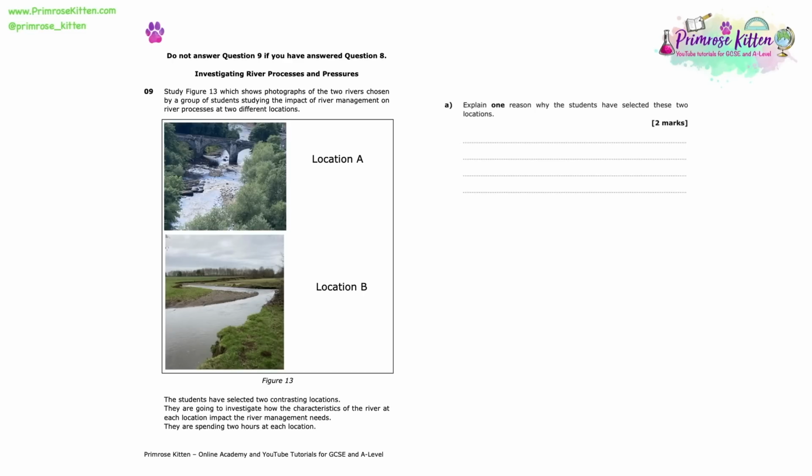Question 9. Study Figure 13, which shows photographs of the 2 rivers chosen by a group of students studying the impact of river management on river processes at 2 different locations. The students have selected 2 contrasting locations. They're going to investigate how the characteristics of the river at each location impact the river management needs. They are spending 2 hours at each location. Part A. Explain one reason why the students have selected these 2 locations, for 2 marks.